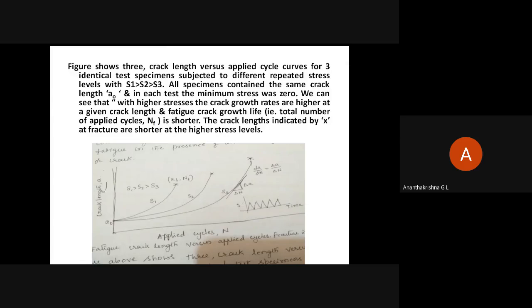whereas delta A by delta N is simply the slope of the crack length versus number of cycles in the sketch that we have taken over here, crack length versus applied cycle. Take the slope, delta A by delta N is what you are going to get. So this versus the stress intensity factor range delta K will help you for fatigue design. Is that okay? Fine. Are you there? Yes, sir. Okay. Next.